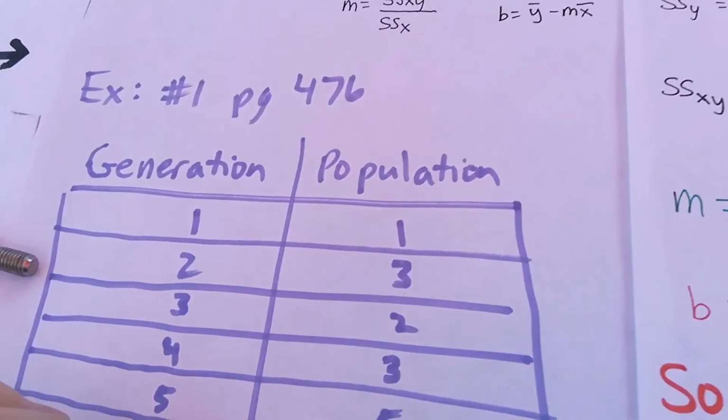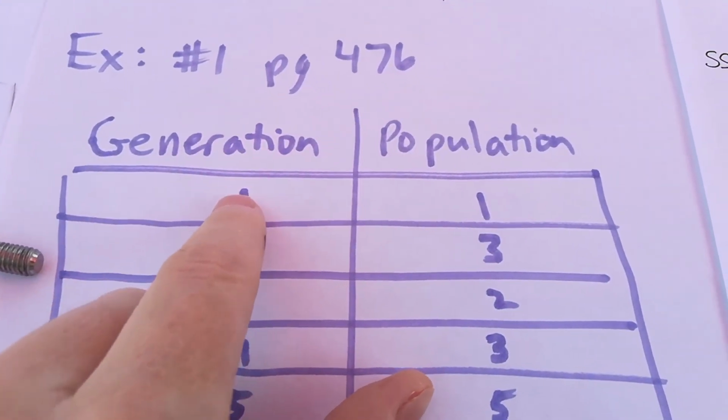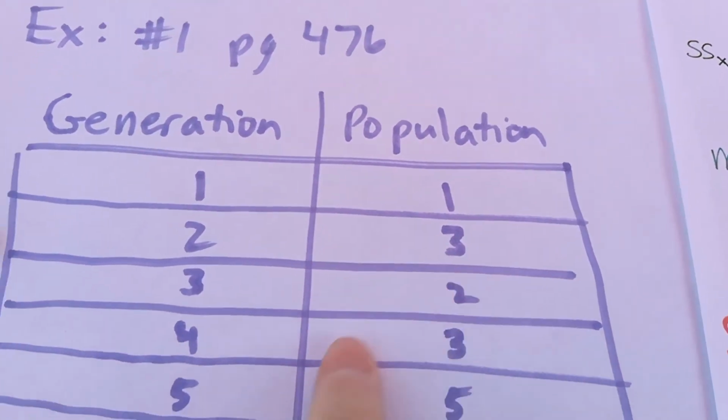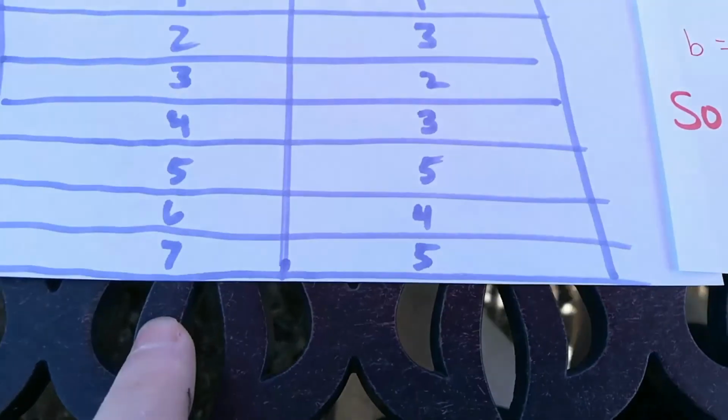476 was, well, what happens in the 8th generation of this population of bacteria or whatever they're dealing with, right? So in generation 1, that was the population. Generation 2, that was the population. But what happens in the 8th? I don't have an 8th. I got to go find it.